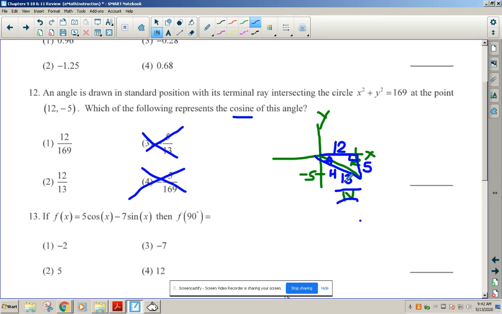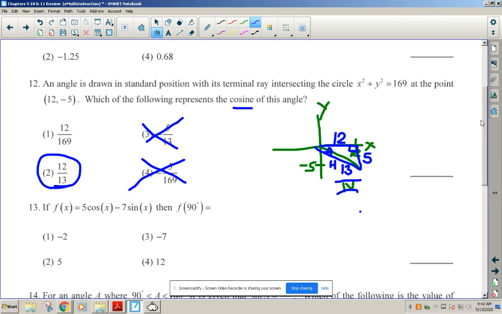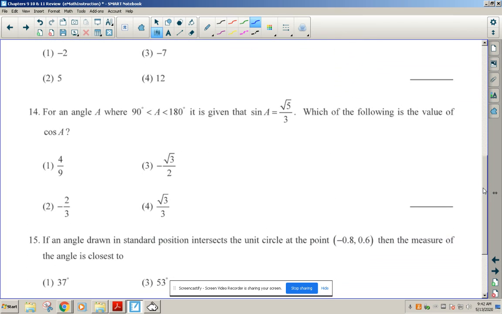So what would represent the cosine? Adjacent over the hypotenuse. And that would be choice 2. I hope I explained that clearly for you guys. I hope you followed it. It was a real big deal on all our past problems, as is this one. This is another triangle.